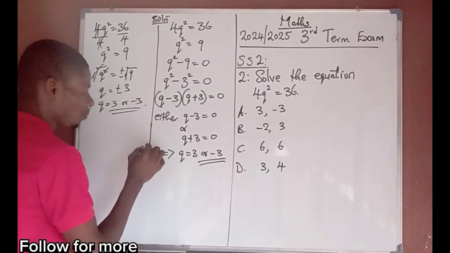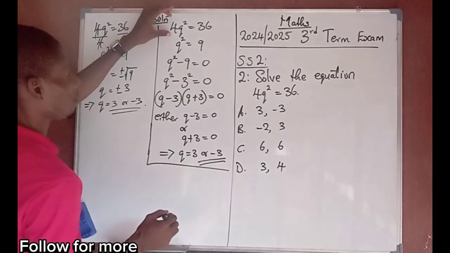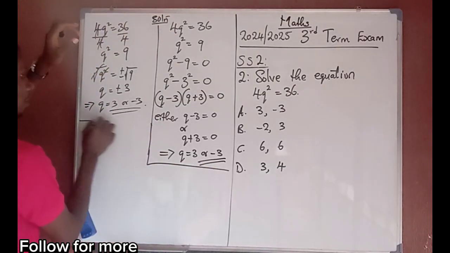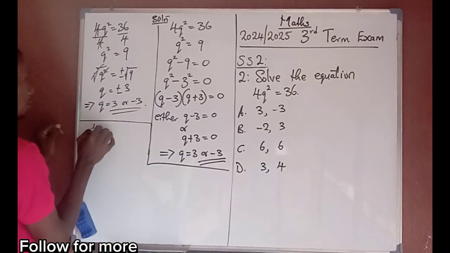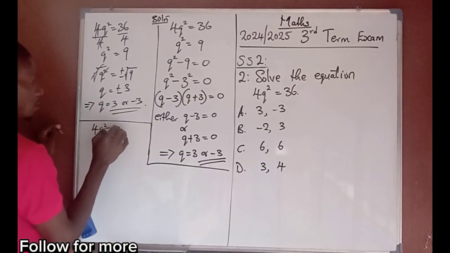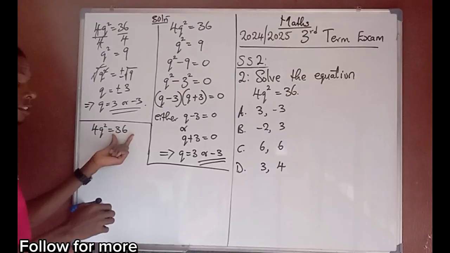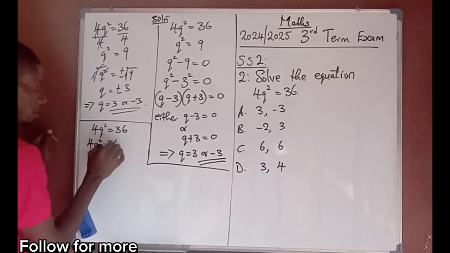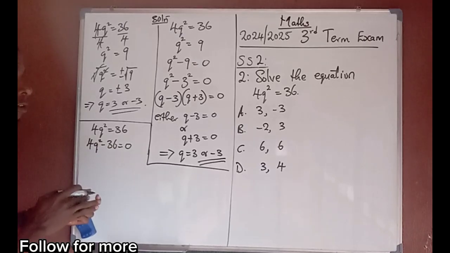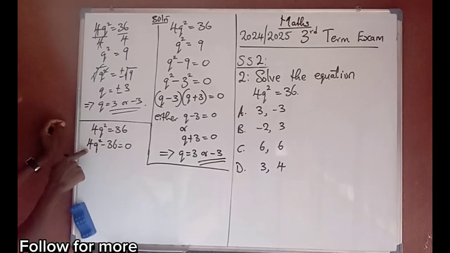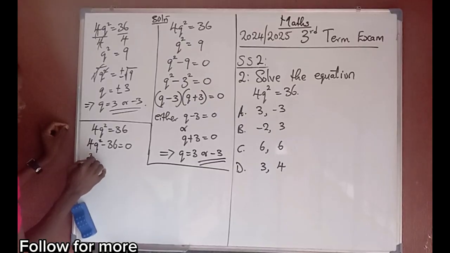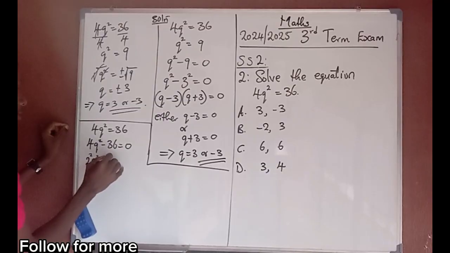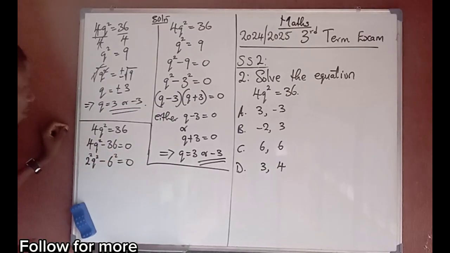Okay, let me take it from another point. Let me start from this point again. Let me have 4q squared equals 36. Let me shift this 36 inside. That can be 4q squared minus 36 equals 0. All right, what do I know about this? This 4 can be 2 squared. This can be 2 squared q squared minus, this can be 6 squared. This is a perfect square, so this is 6 squared equals 0.